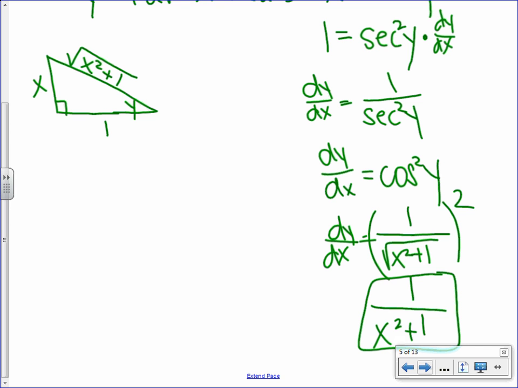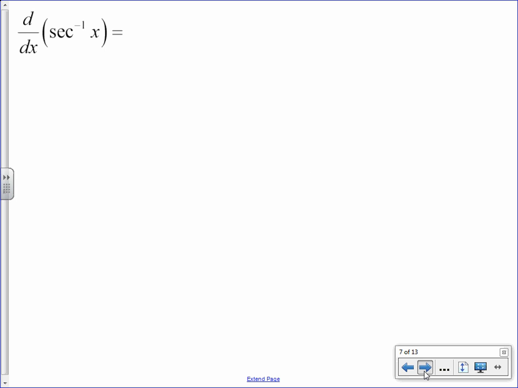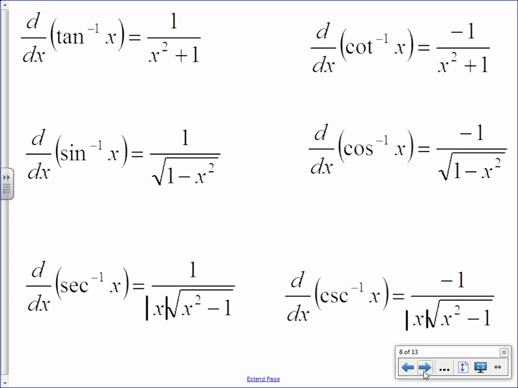Am I going to ask you to regurgitate this? No. Do you need to know this? Yes. We can sit here and do this for every single inverse derivative. I don't think you want to do that though. So here they are. I'll give you a little bit of time to write these down, and then I'll show you how to remember which ones are which.